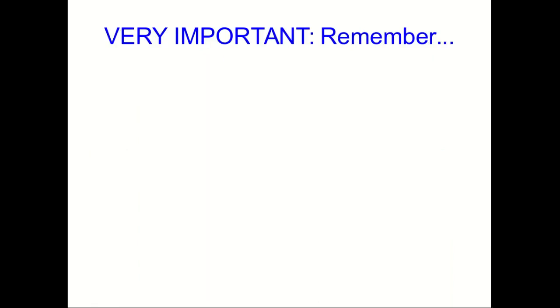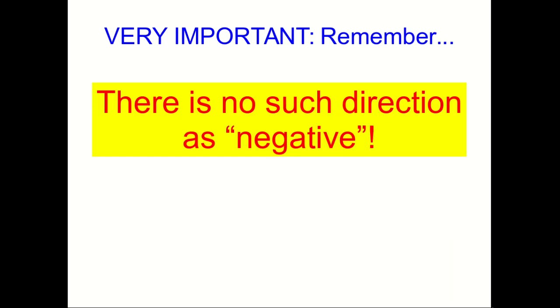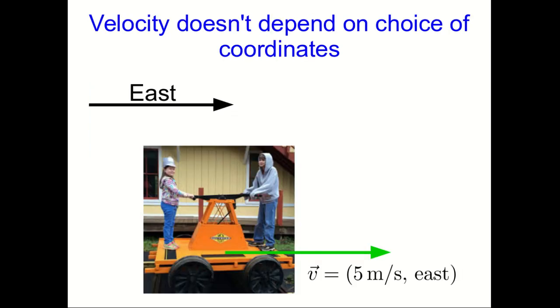I want you to remember, it's very important to remember that there is no such direction as negative. And while I'm at it, I'll point out there's also no such direction as positive. Well, you've probably been taught in previous courses to describe directions as positive or negative. So what do I mean that there's no such thing as a positive or negative direction? I'm going to come at this from several angles.